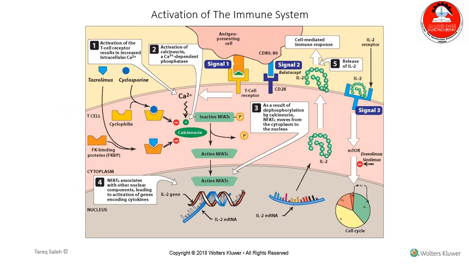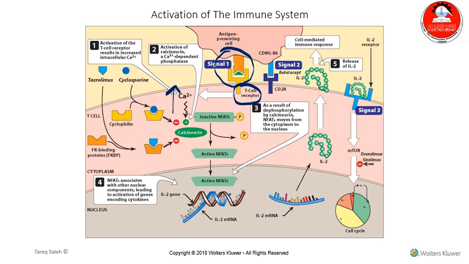So let's discuss those three steps in more detail. As I mentioned, the first signal that is required to activate T cells is the binding of the T cell receptor, or CD3, to the antigen presented on the antigen presenting cells, such as macrophages or dendritic cells. So this binding activates the T cell receptor that results in elevated intracellular calcium levels. So that binding increases calcium inside the cells.